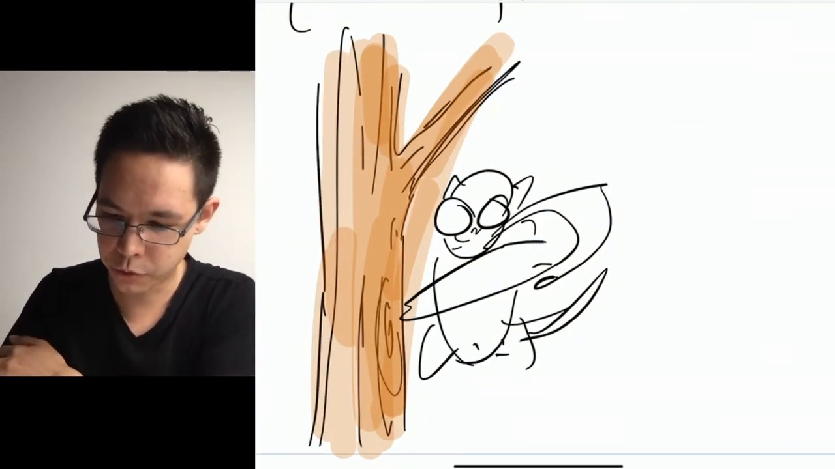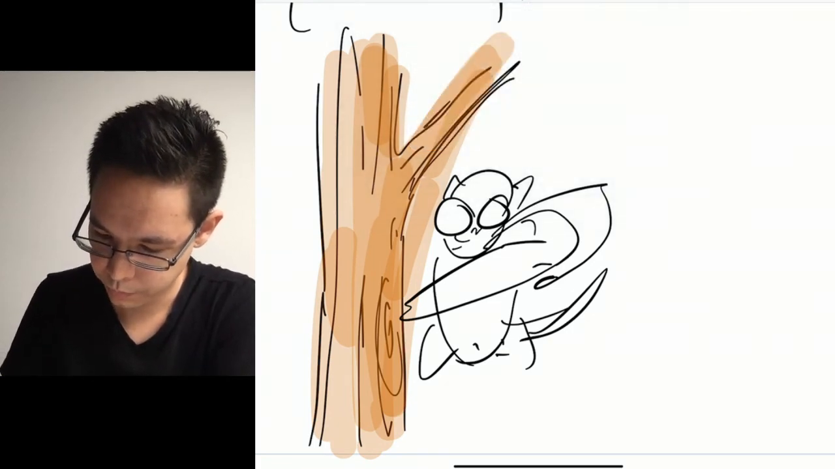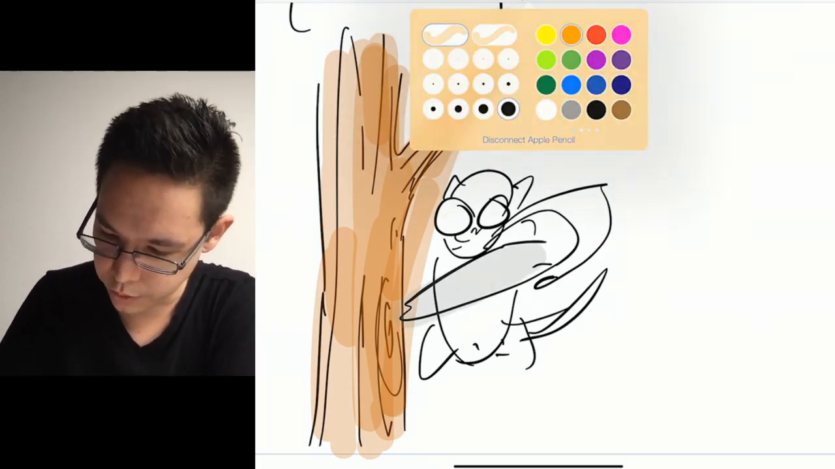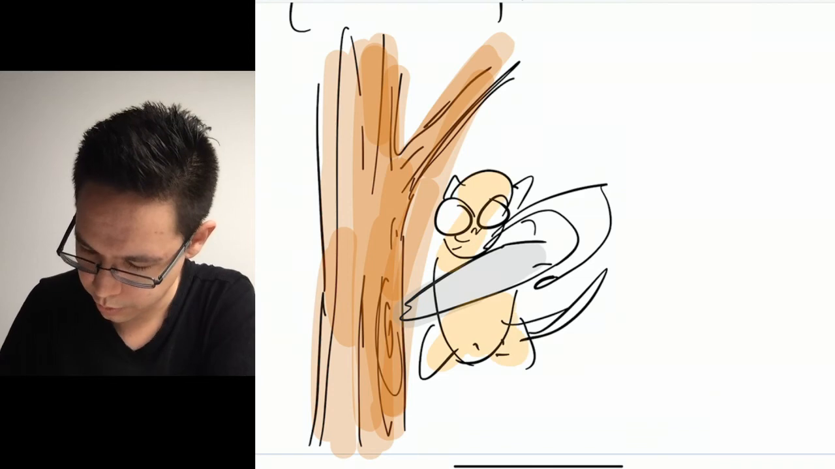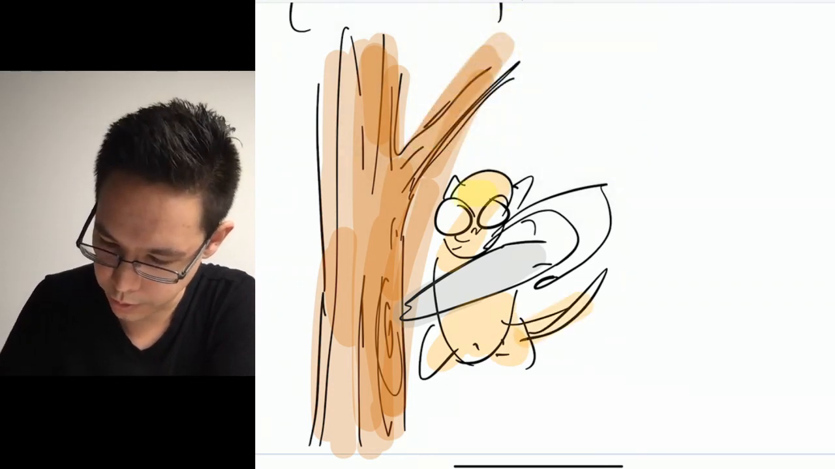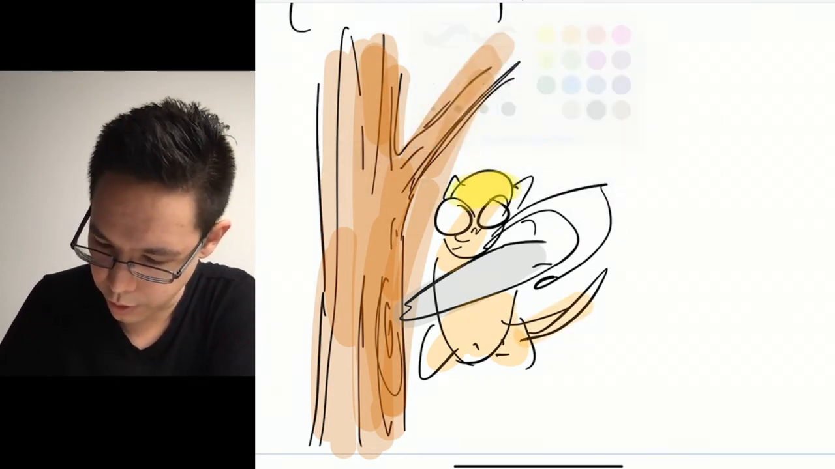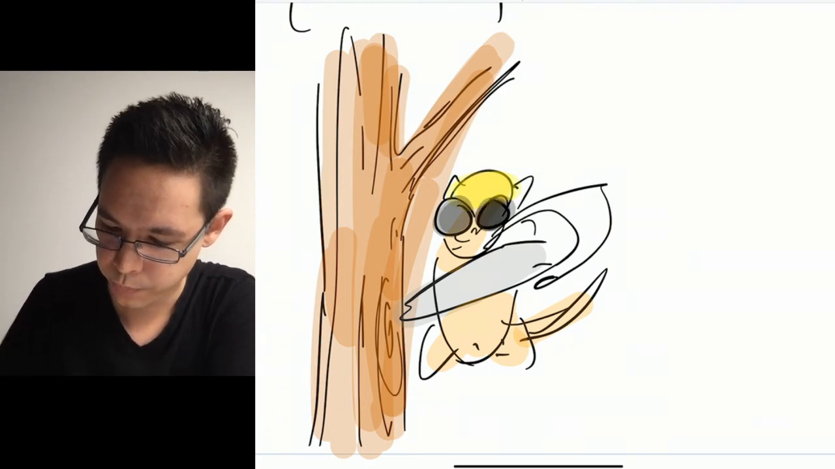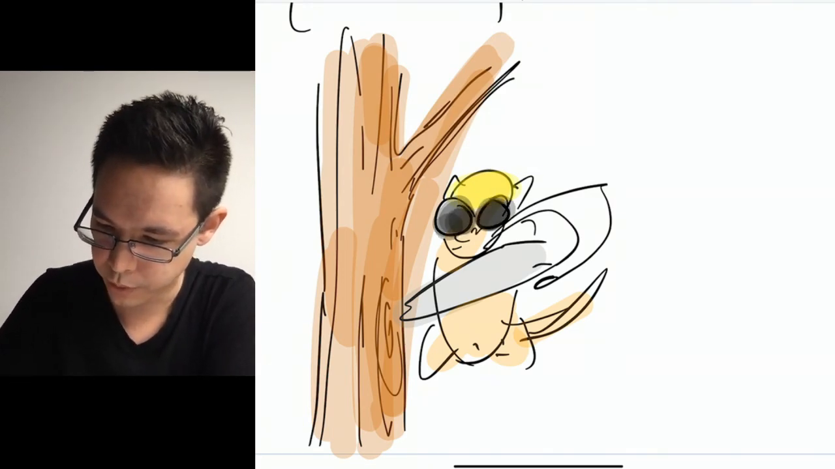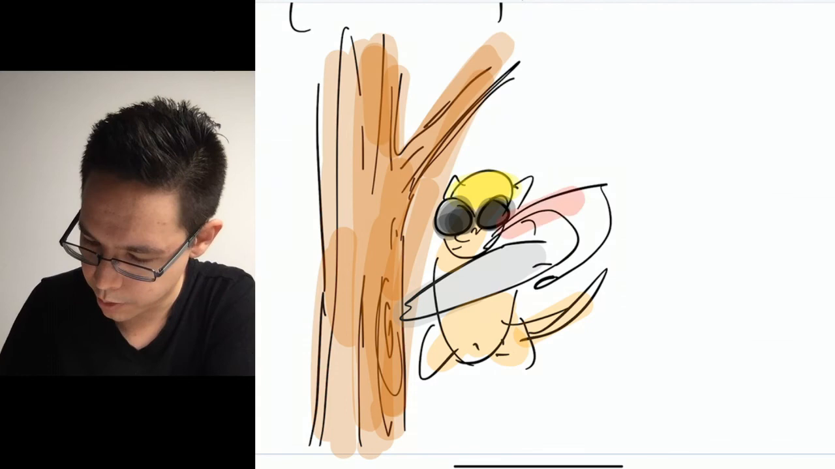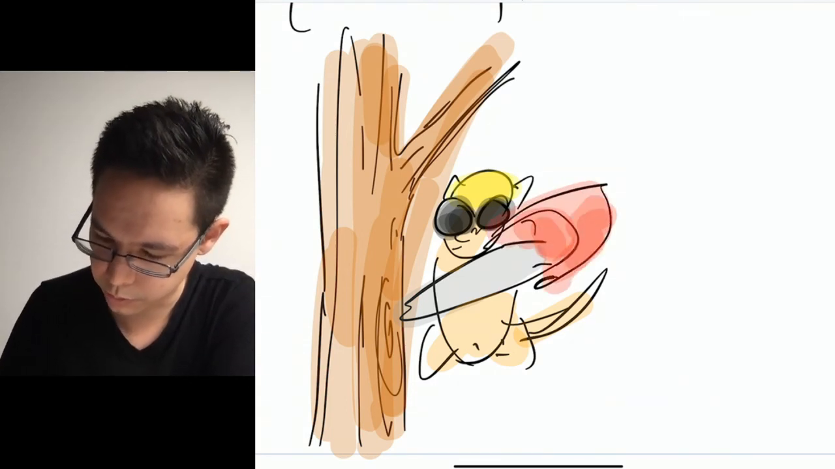here I've got a cat who's trying to cut the tree down. And let's say it's going to be construction cat. He's got his tail, he's got his little helmet on, and he's got his safety glasses on. A bit dark. And let's say his chainsaw is red. Alright, he's got a red chainsaw.